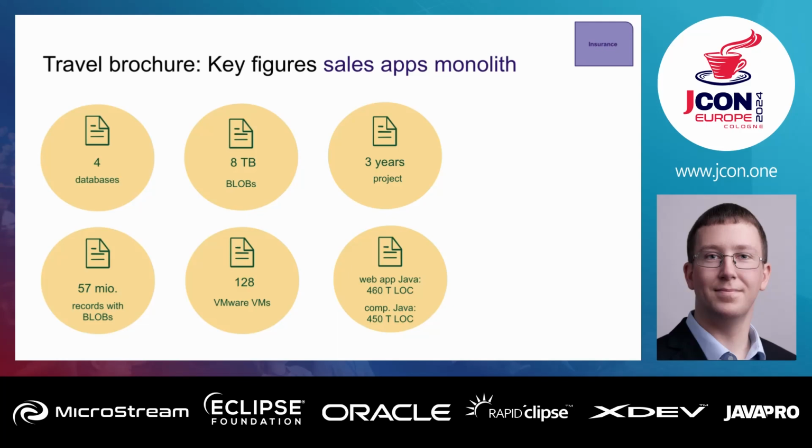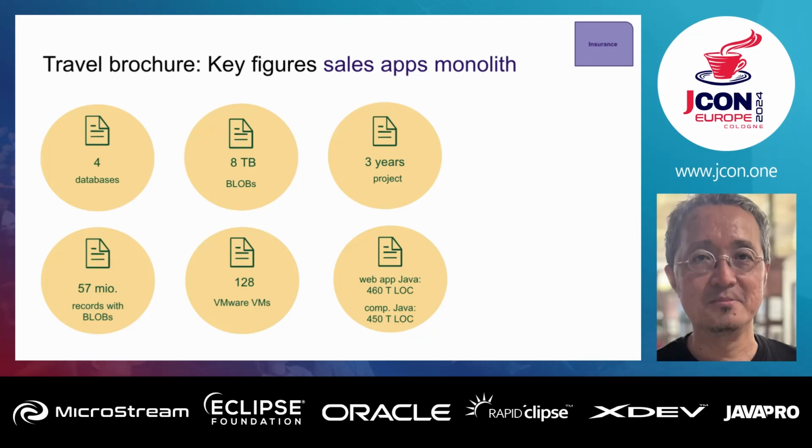We have about 450,000 lines of code for the Java components, and the web application itself with some web services also has about 460,000, so it's about 1 million lines of code. There are about 42 domain applications, so each insurance has its own part. This is the life insurance, this is the health insurance, and so on. And we have 8 teams in our tribe. We are one team, and we are actually the one who manages the whole stuff, so this is actually very stressful.